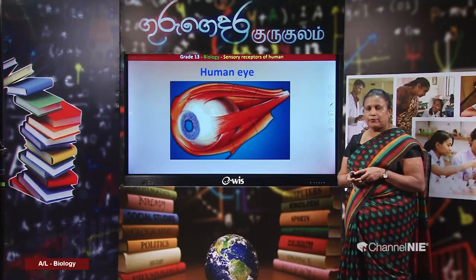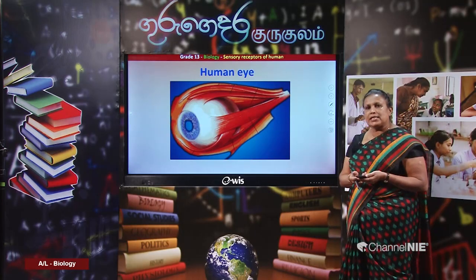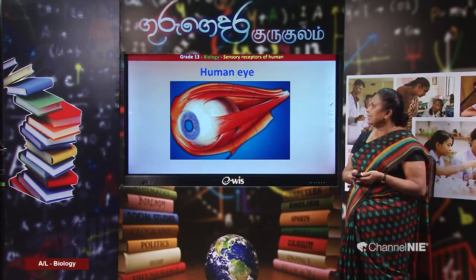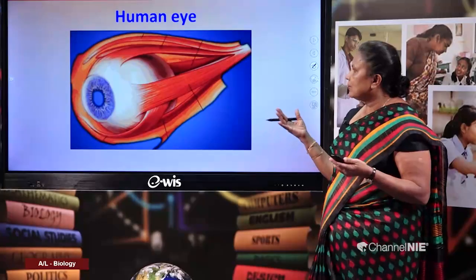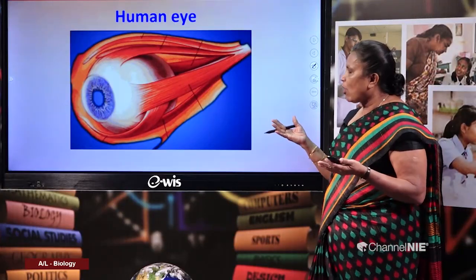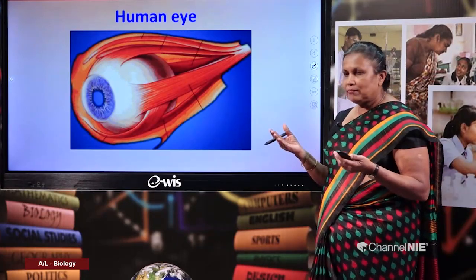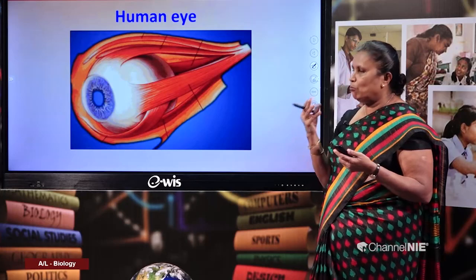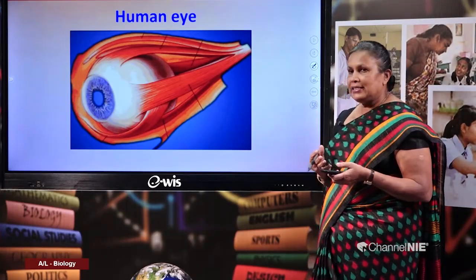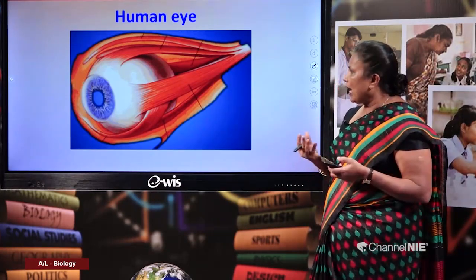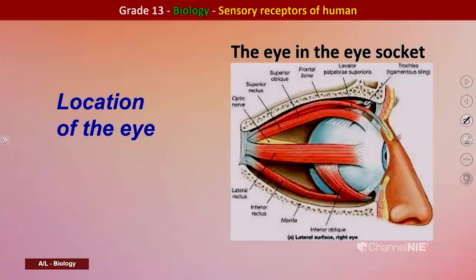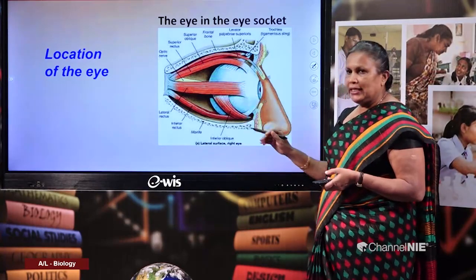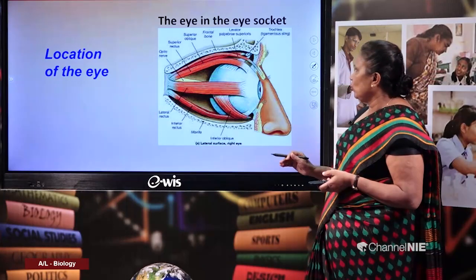Next we are going to study a very important sensory organ in the human body, that is the human eye. You can see here the human eye, which is found in the skull region, present within special bony cavities. It is round in shape. Two eyes are present in humans. The eye is in the eye socket, a bony structure found in the facial region of the human.